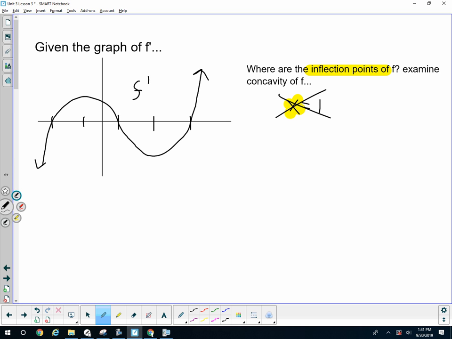The signs of what tell me the concavity of f? F double prime. Okay, so I need the signs of f double prime. Now, some of you already answered this and know what to do. Some of you don't. If I am given the graph of f prime, what will give me the signs of f double prime? Discuss this with your neighbors.